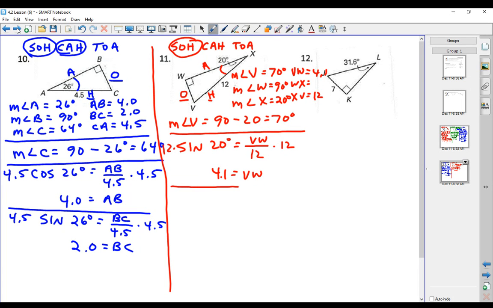All right, now to find WX. WX is my adjacent side, and I know the hypotenuse. Adjacent and hypotenuse is cosine. So the cosine of 20 degrees is equal to the adjacent side, which is my WX, over the hypotenuse, which is 12. Multiply by 12 on both sides, and 12 times the cosine of 20 degrees is 11.3.